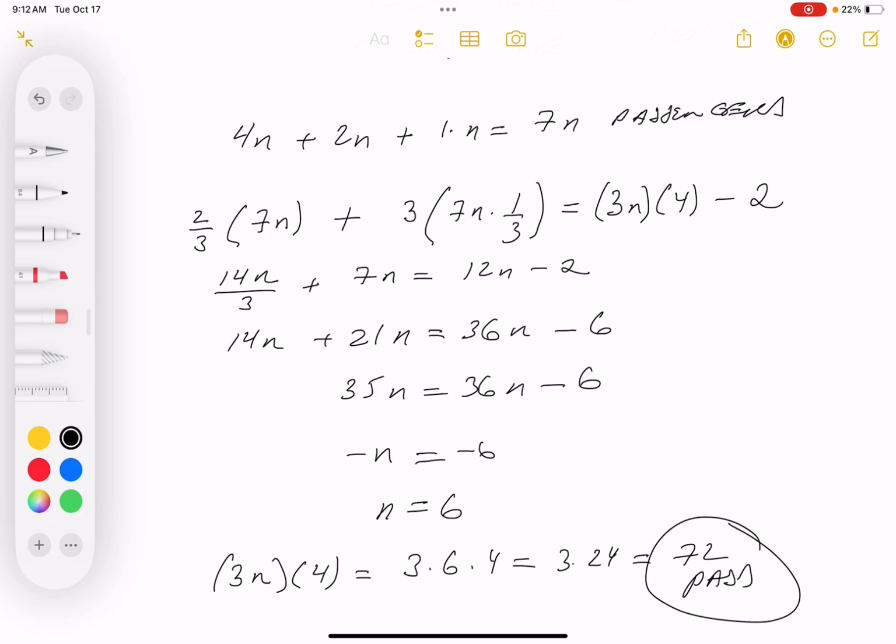All right, so that one's done. I would say that they're not easy questions. A lot of tongue twisting reading over there, but the answer for that one would be 72 passengers.